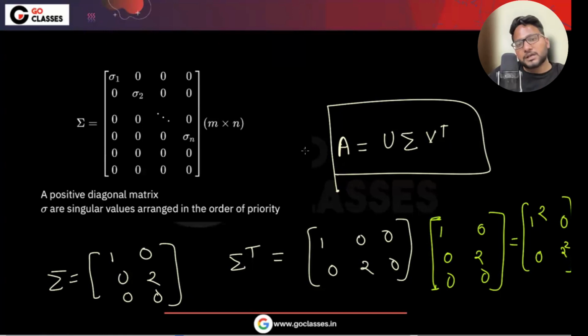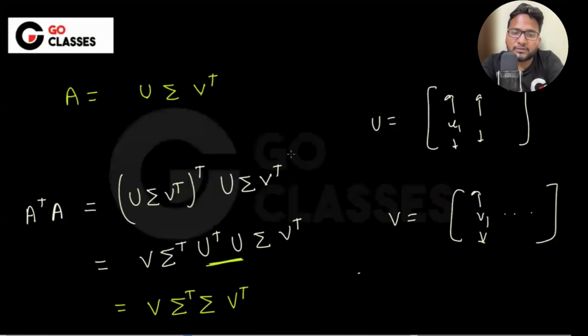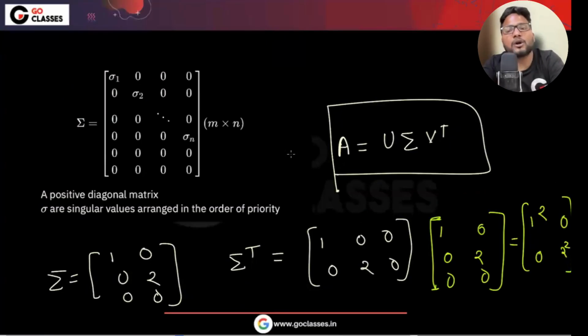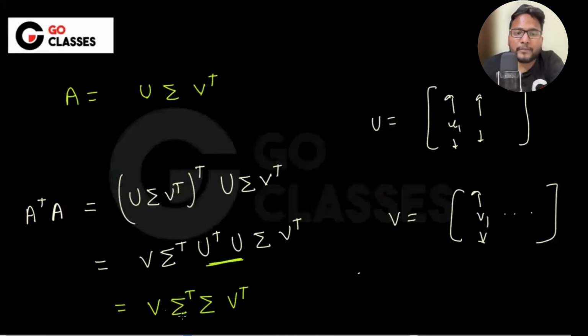Currently you might not be getting what I'm saying, but let's see the process. A is some matrix which I'm assuming I'm able to decompose. If I'm able to decompose, then what are these U sigma V transpose things? So this sigma transpose sigma is actually a diagonal matrix, which is a square matrix, right? This is a square and diagonal matrix.